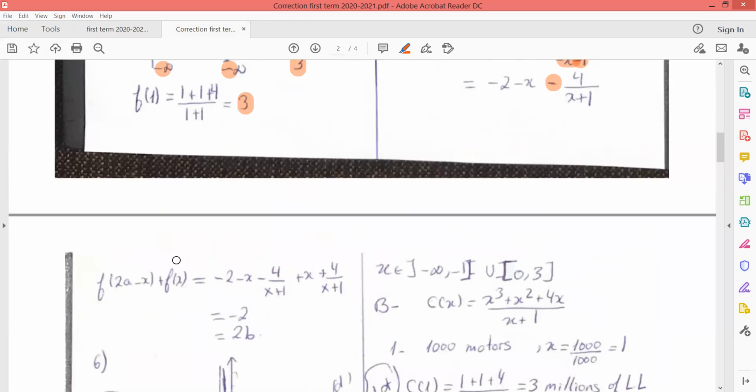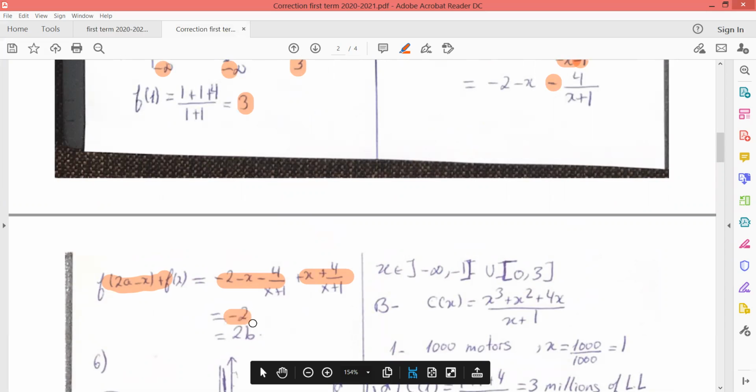Now, f of 2a minus x plus f(x). We have calculated f of 2a minus x, and this is f(x). x minus x is 0, and -4 over x plus 1 plus 4 over x plus 1 is 0. We get -2, which equals 2b.